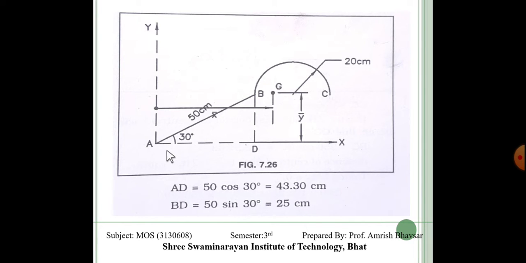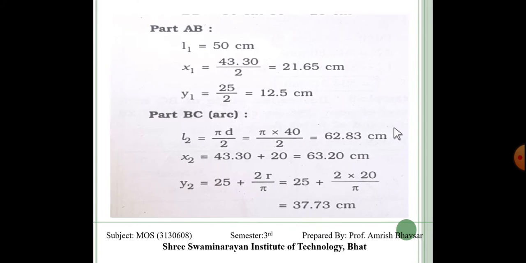We have angle and the inclined length. So we will get horizontal and vertical dimension of this, and we know what is inclined curve and what is half circle. So AD is equal to 43.30 centimeter and BD is equal to 25 centimeter. Now length we have, center of this part 1 L1 50 centimeter, x1 43.30 by 2, y1 25 by 2.